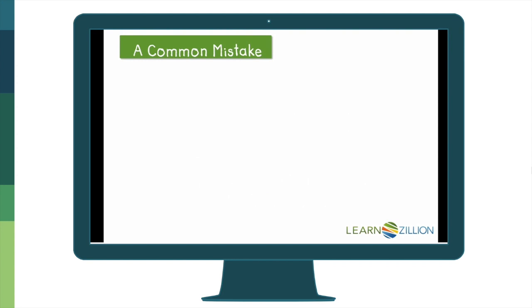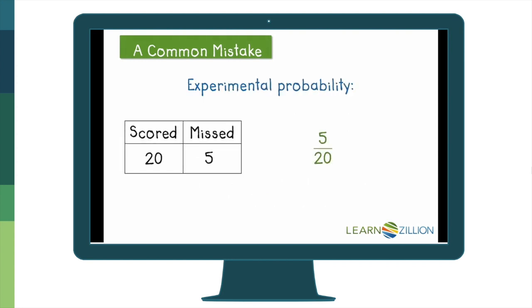Let's go over a common mistake students can often make. When dealing with experimental probability, you might be asked, what's the probability that John would miss his next shot? We're just talking about the basketball problem. And a student might say the probability of him missing his next shot is 5/20. This is actually incorrect because the denominator needs to have the total number of trials. And there aren't 20 trials, there's actually 25 trials because he scored 20 times and missed 5. So add those 2 together and you get 25.